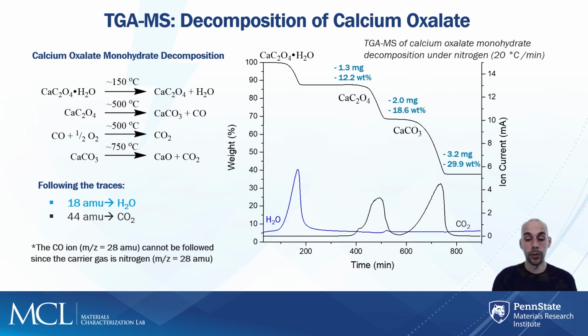Using TGA-MS, we can track the release of water by looking at the mass-to-charge ratio of 18 and carbon dioxide by monitoring the mass-to-charge ratio 44 as the sample is heated. We can see on the graph enclosed the three steps correlated to the gas released during their respective decomposition. However, in this analysis, carbon monoxide cannot be analyzed since the signal overlaps with nitrogen, which was used as a carrier gas. Overall, the evolved gas analysis experiment provides insight into the decomposition pathway and stoichiometry of calcium oxalate monohydrate.